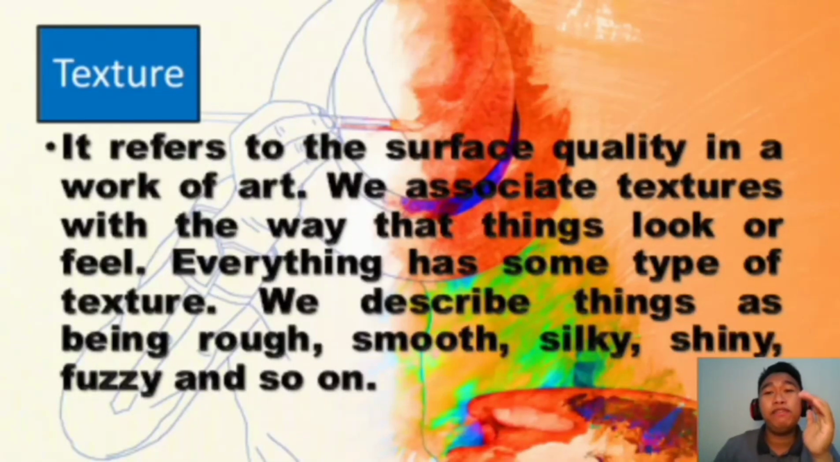It refers to the surface quality in a work of art. We associate textures with the way that things look or feel. Kung paano nga ba natin nakikita yung isang bagay, or paano natin mararamdaman yung isang painting kapag hinawakan natin siya. Dun papasok yung tinatawag nating texture. Everything has some type of texture. We describe things as being rough, smooth, silky, shiny, fuzzy, and so on.